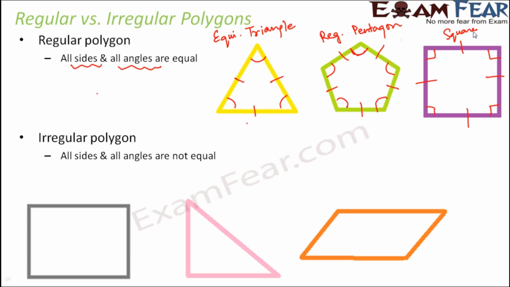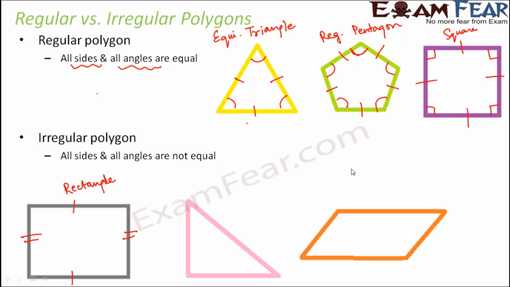Think of a rectangle and not a square. In a rectangle, we have all angles equal to 90 degrees, but all sides are not equal. Opposite sides are only equal. So this side is equal to this side. Similarly, this side is equal to this side. So rectangle is also an example of irregular polygon.